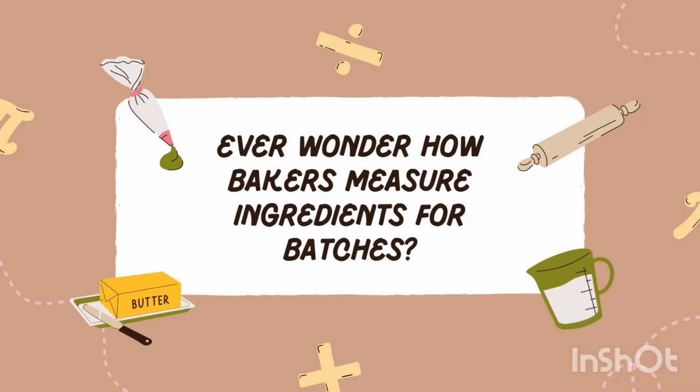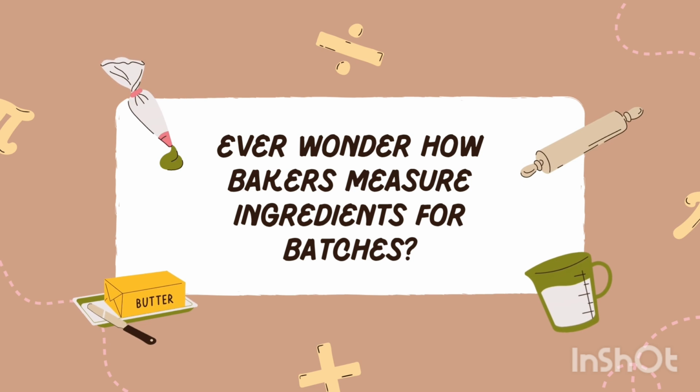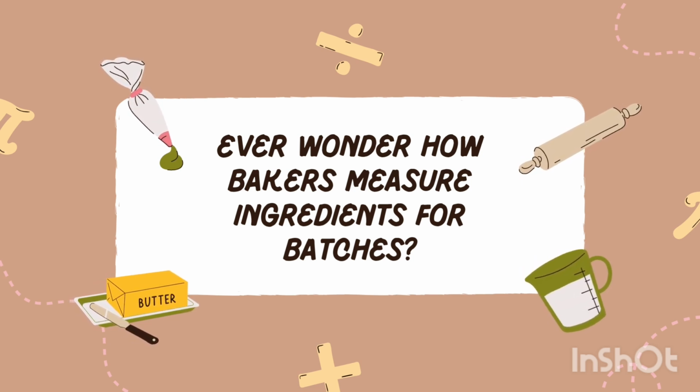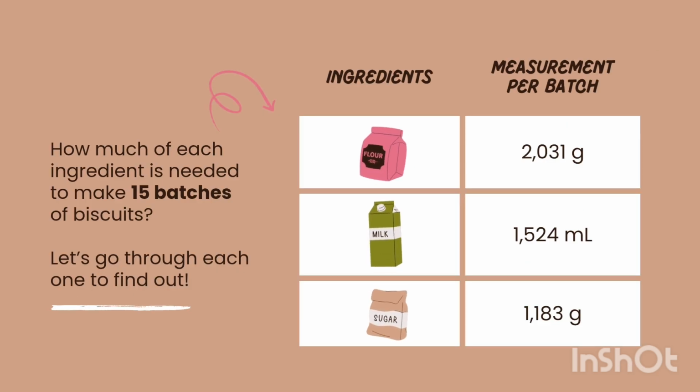So, ever wondered how bakers figure out how much of each ingredient they need to make large batches of biscuits? Let's take a look. Here's the ingredient measurement for one batch. Flour 2031 grams, milk 1524 milliliters, sugar 1183 grams. Now, what if the baker wants to make 15 batches of biscuits? How much of each ingredient will they need? Let's find out using the long multiplication method.